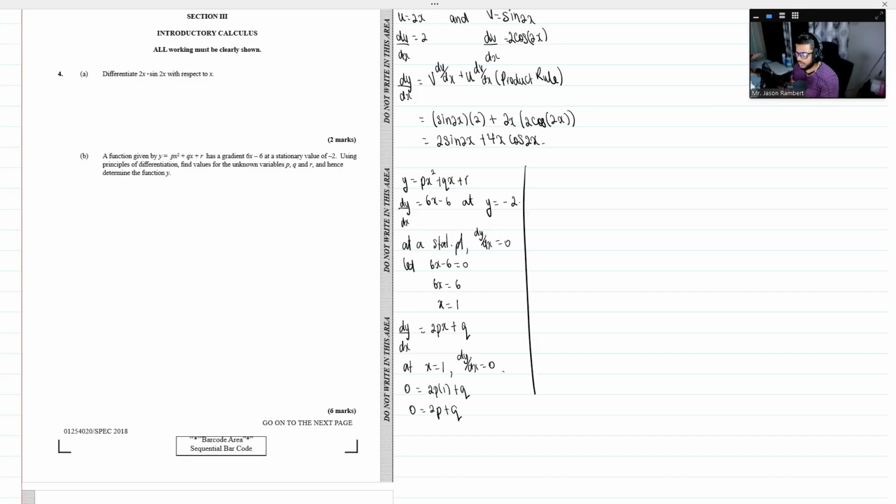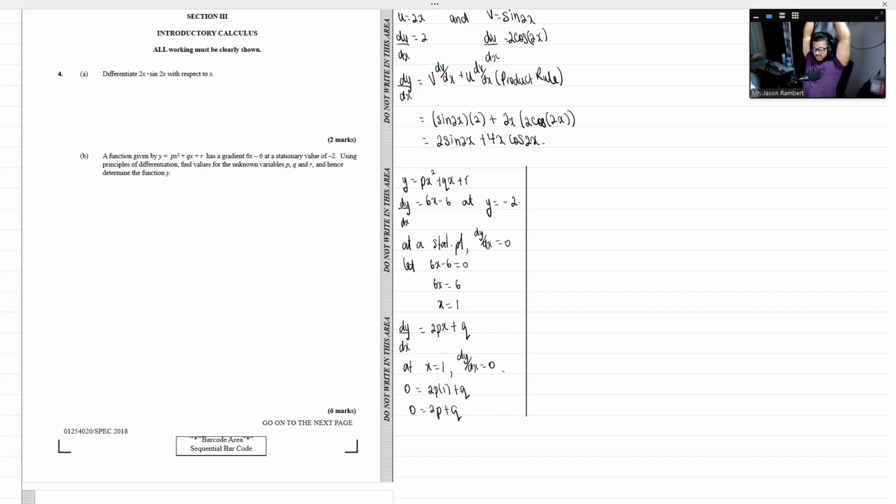So now I can say, let both dy dx's be equal to each other. Let 6x minus 6 be equal to 2px plus q. At x is equal to 1, this is supposed to work. I'll get 0 on that side, and I'll get 2p plus q. Alright, I'll create this equation already. q is equal to 2p.